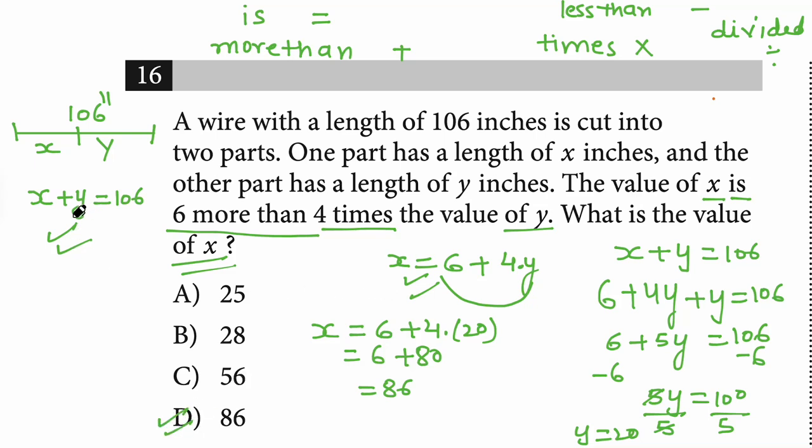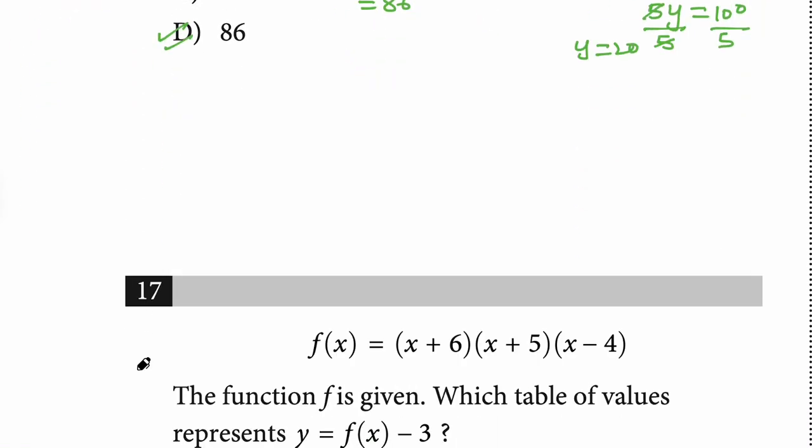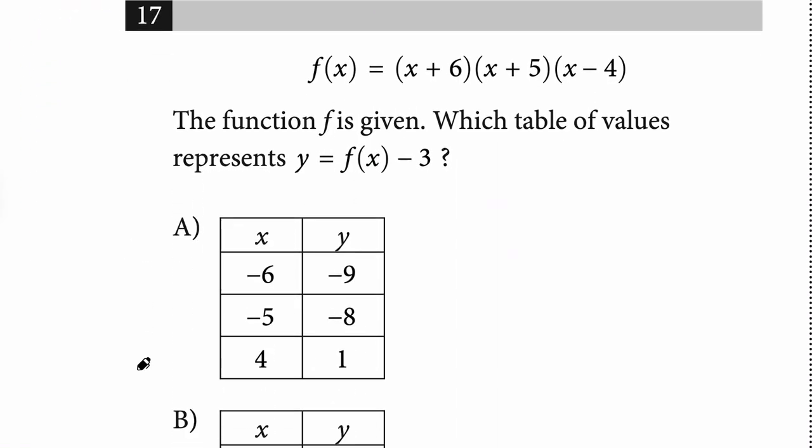Now if you choose this equation, let me just plug in 20 over here. You have to do only one of these. I am showing you both the ways. That is equal to 106. Subtracting 20 on both sides. So x, this is cancelled, and 106 minus 20 is 86. So you can use any of the equations. I hope that is clear. Now let's move to question number 17.